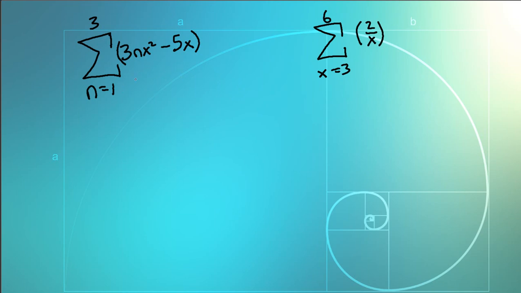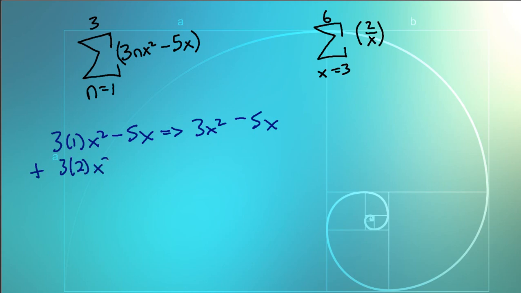Okay, now this example is pretty tricky because I have 2 variables in here, but I'm only incrementing n. So let's give it a shot. I'm going to replace n with 1. So I have 3 times 1, x squared minus 5x. I don't have any replacements for that. So that's going to give me 3x squared minus 5x. Now plus, n is now 2. So 3 times 2, x squared minus 5x. Notice I'm not replacing x because that is not the variable that's indicated in my sigma.